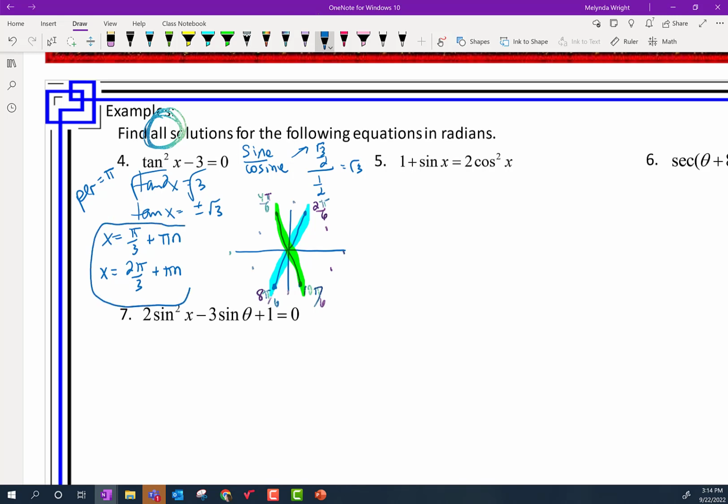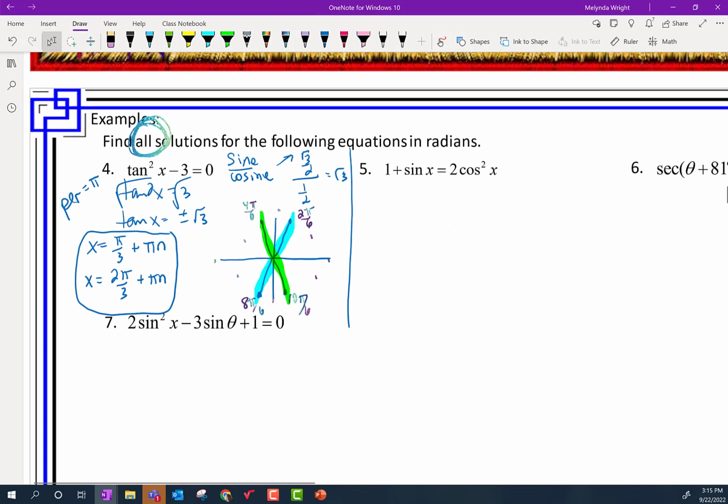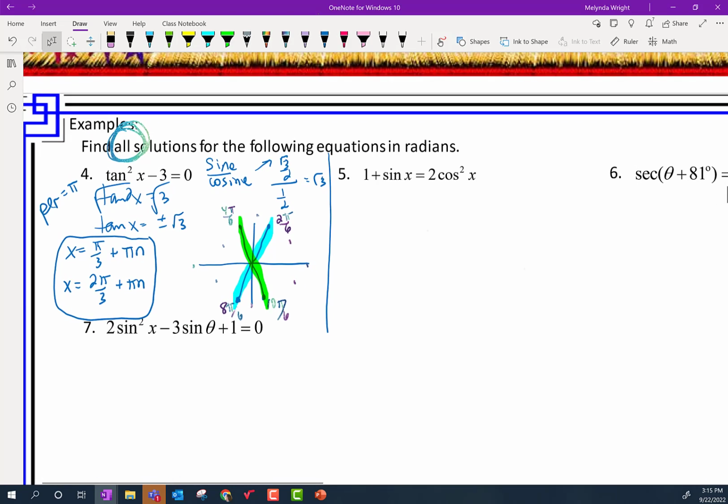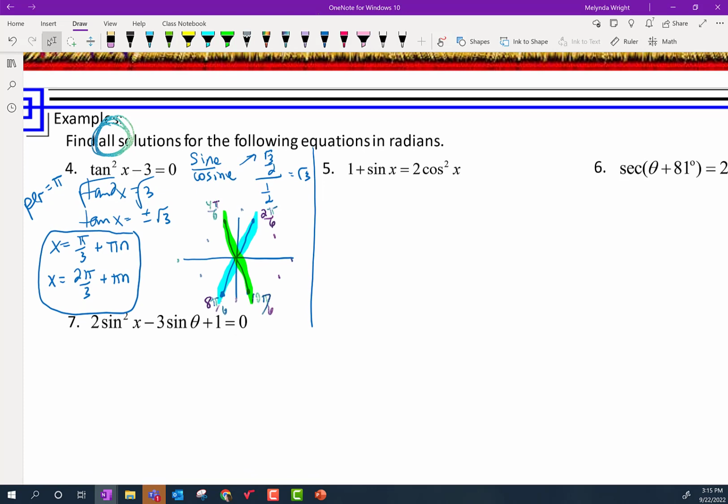Now I've had students ask me before, well, could I write all four of them and just put plus 2 pi n? Well, you could, but you'd get a lot of duplicated answers and your textbook is not going to write it like that. Does that make sense? I mean, you could, but the textbook is not going to write it like that. Okay. Is everybody all right? Okay, let's take a look at number 5.